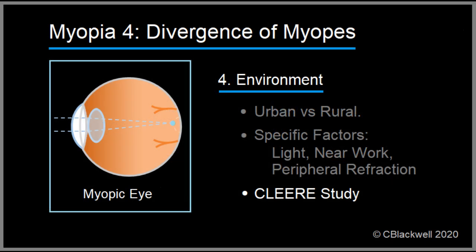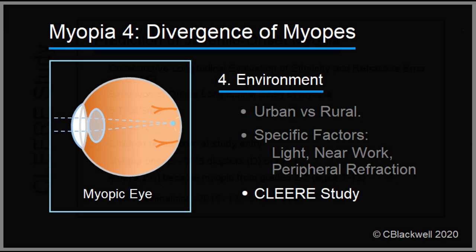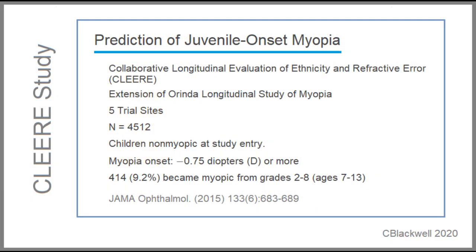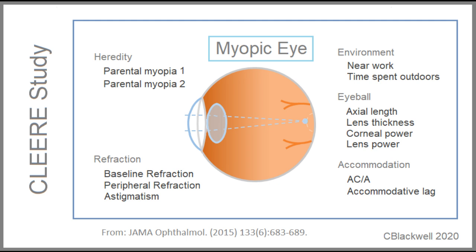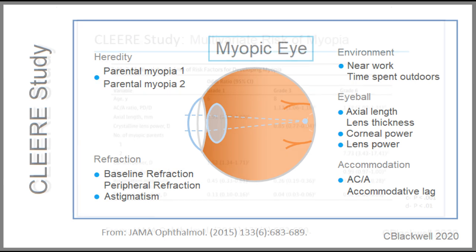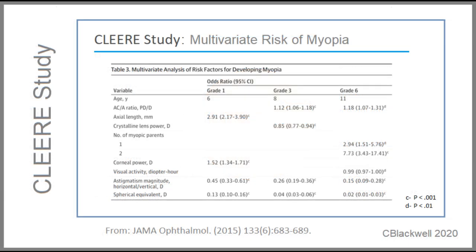In an attempt to sort out causative factors, a large multi-center study was instituted, the CLEAR study. It used 5 trial sites with more than 4,500 children involved. In brief, they looked at 13 different likely factors to try and identify if any could be used to predict development of myopia. Of the 10 factors that had a detectable relation to myopia development, 8 survived multivariate models.